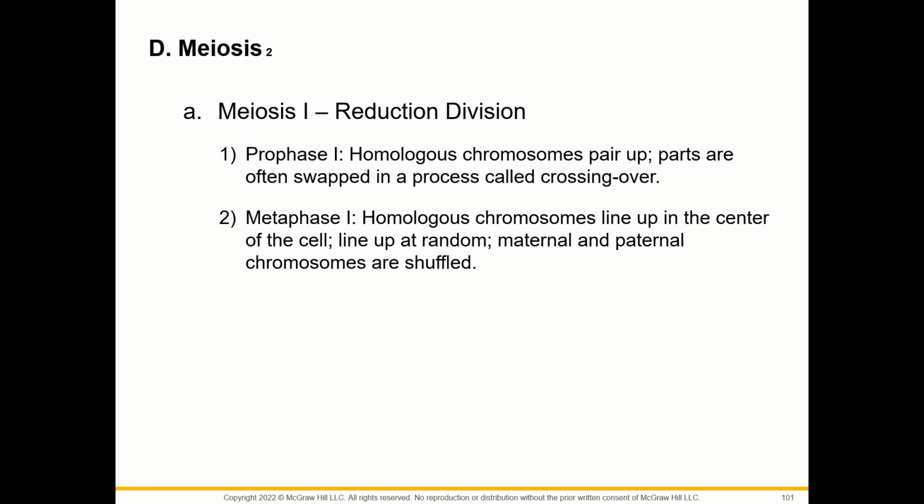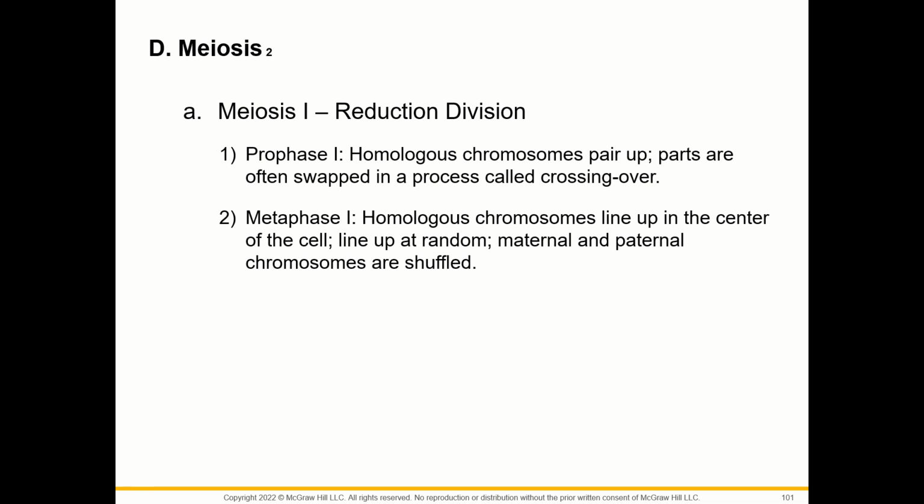So prophase 1, homologous chromosomes pair up. Parts are often swapped in a process called crossing over, giving us genetic variation. I'm not going to go on a tangent, but life and diversity on this planet over billions of years. There we go. All right.